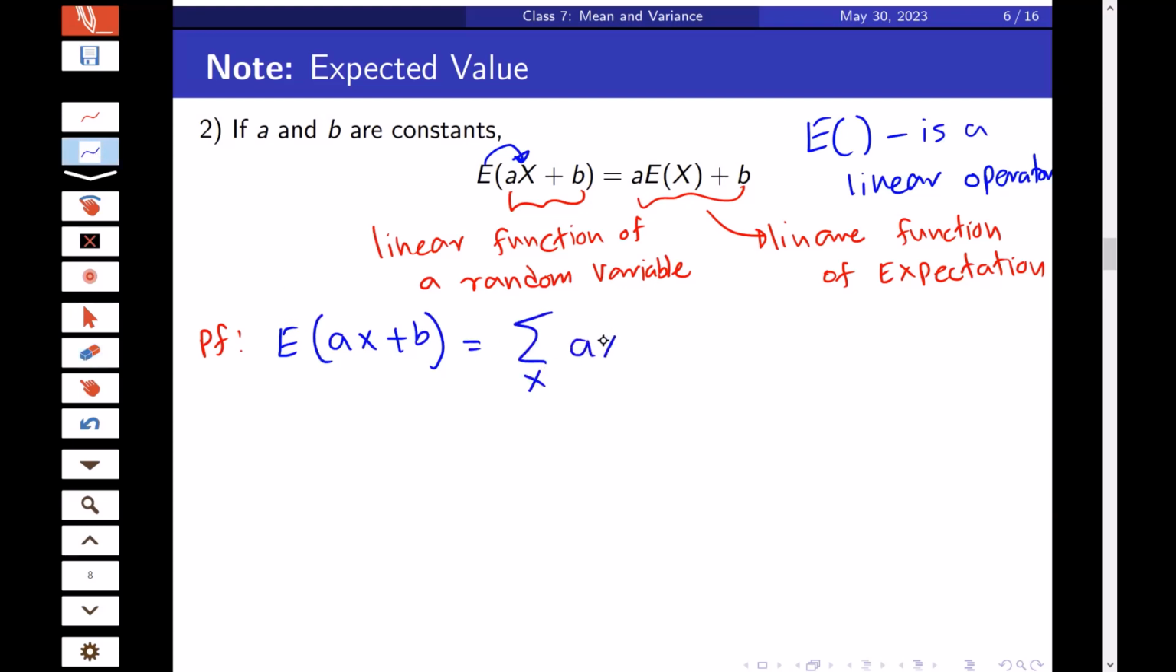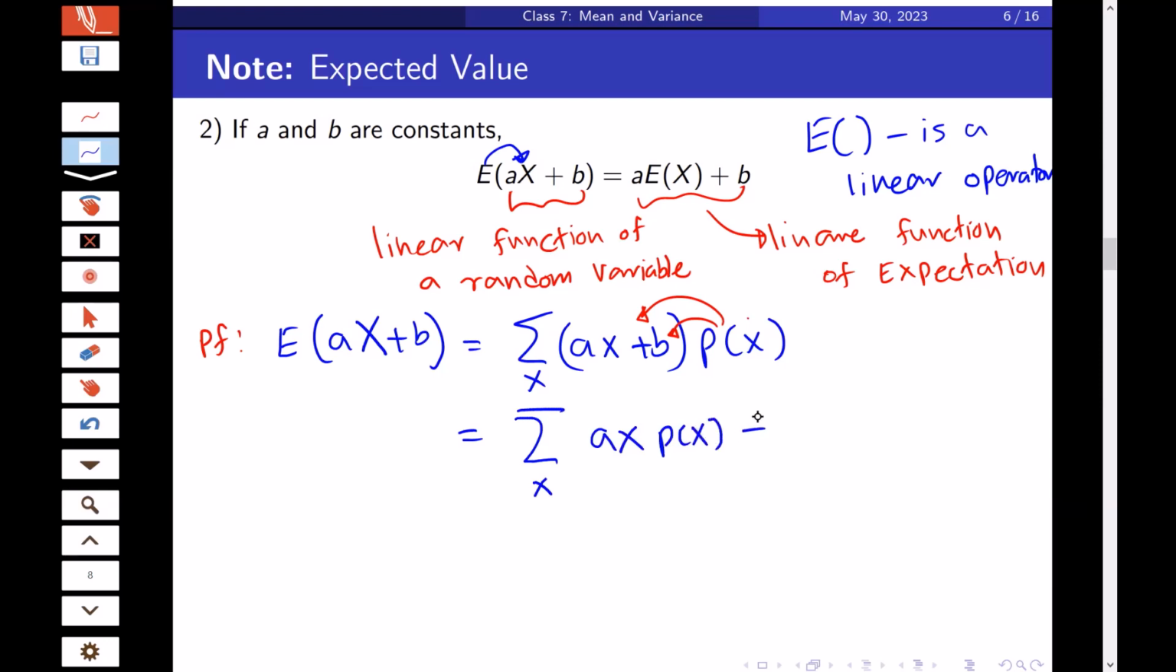The sum over x of (ax + b) p(x). Don't forget, this is the uppercase X and here is the lowercase x. Now what I can do here is distribute this p(x) in both places. So, sum over all x of ax p(x) plus b p(x). Now I'm going to take the summation for each term separately.